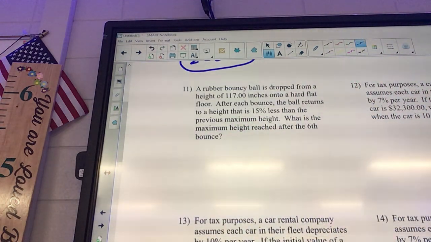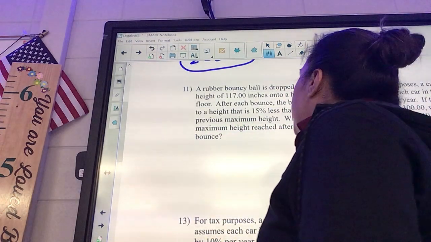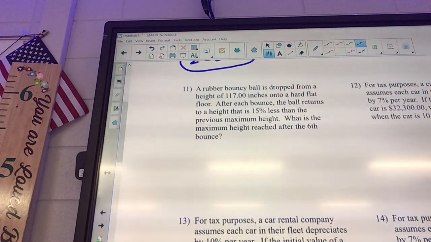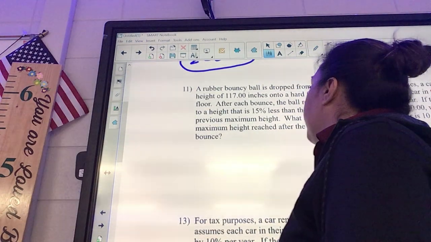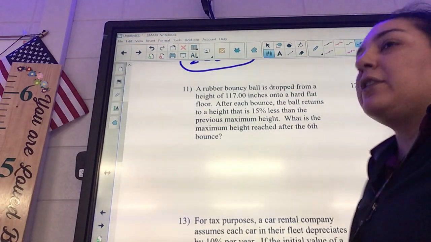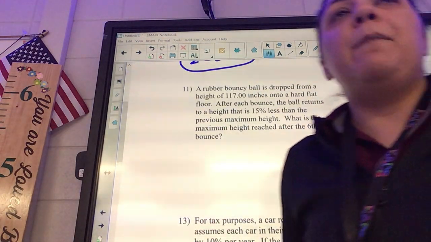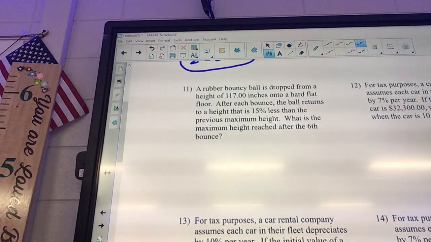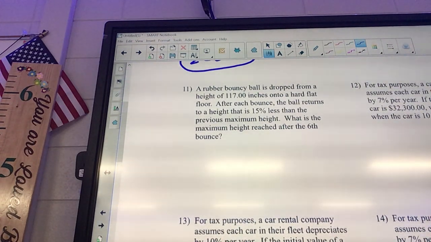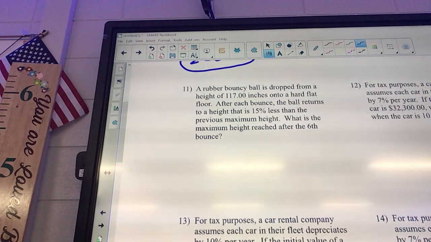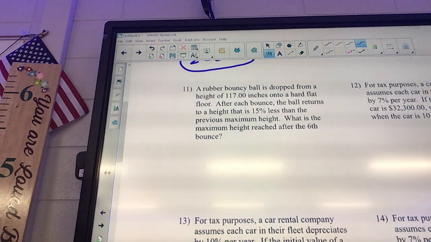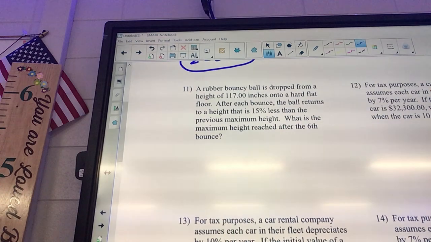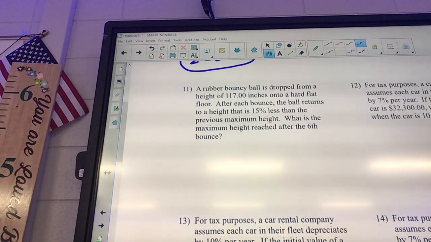A rubber bouncy ball is dropped from a height of 117 inches onto a hard flat floor. After each bounce, the ball returns to a height that is 15% less than the previous maximum height. What is the maximum height reached after the 6th bounce? Okay, so let's think about it. If you just let a ball go, where's the next bounce going to be? Probably to like your waist, because you're not putting so much force into it. And then after it comes up here, where's it going to be next? Probably to my knee, and then eventually it's going to do what?